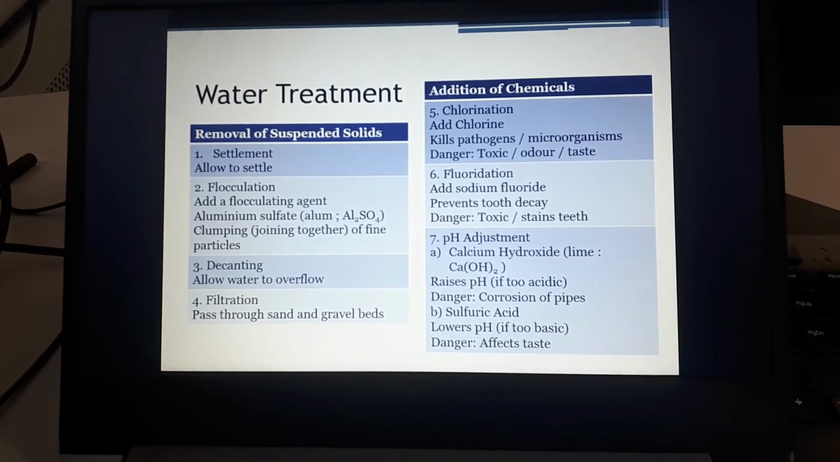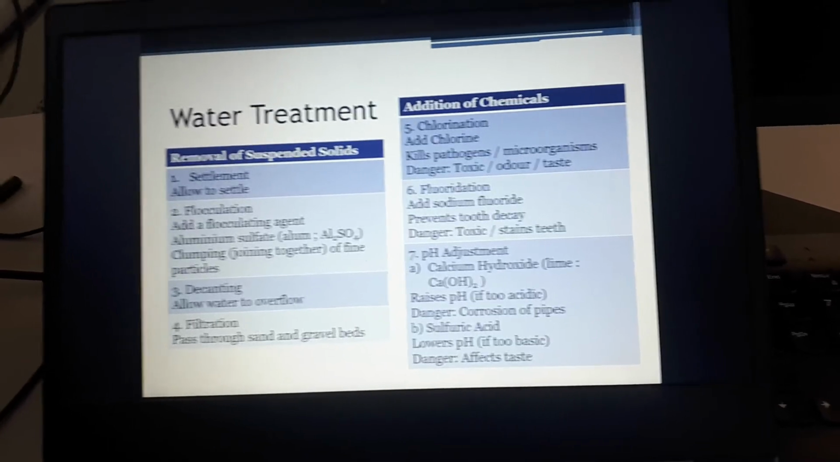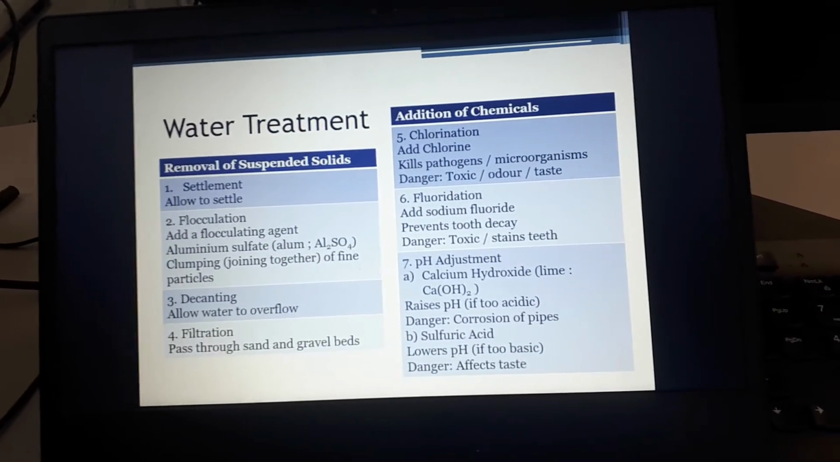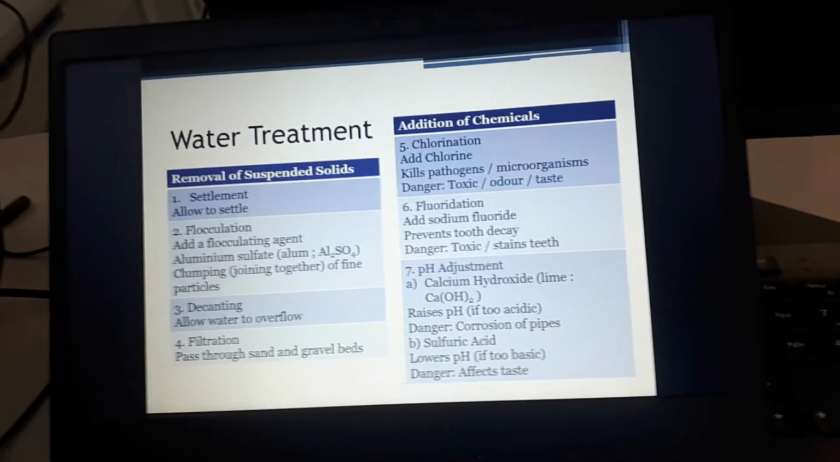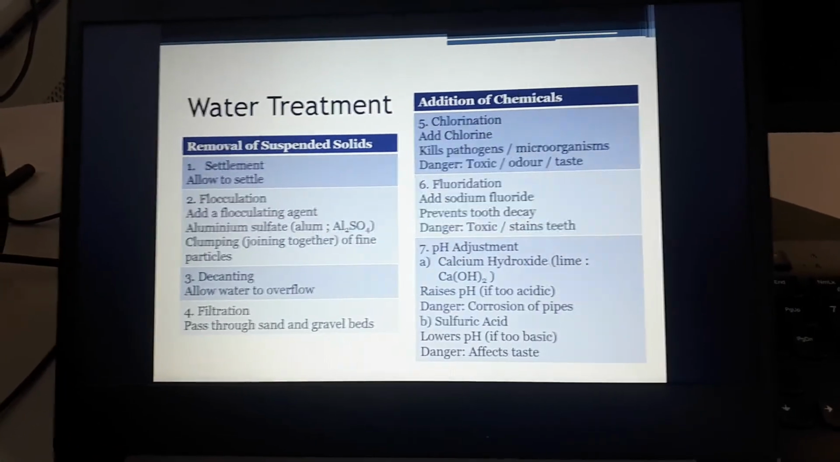If my pH is too high, I'd add in sulfuric acid, so that will bring it back down to neutral, so it lowers the pH if it's too basic. The problem with having too basic water is that it can affect taste.